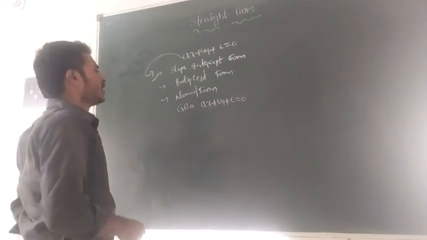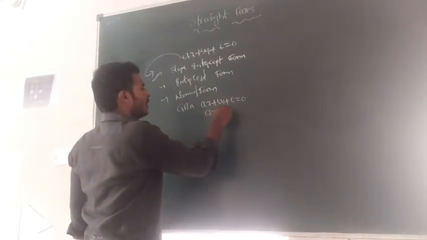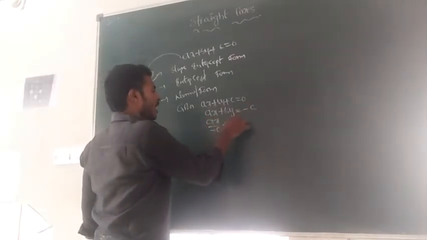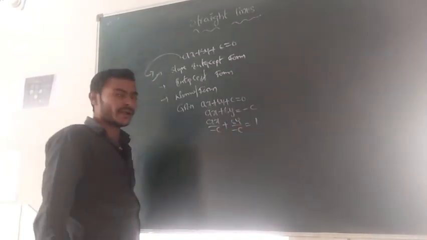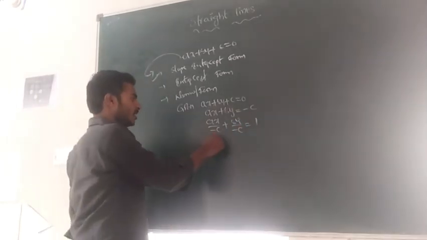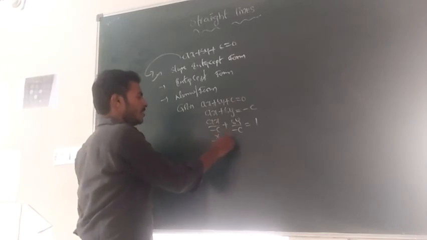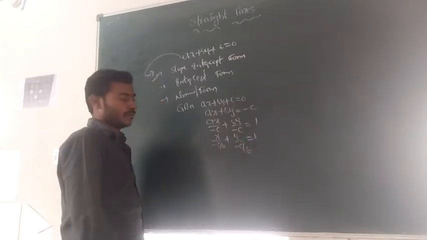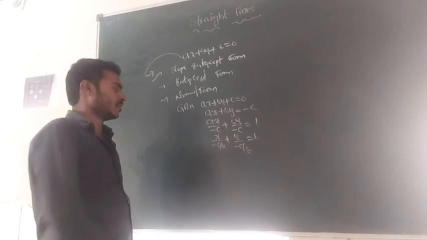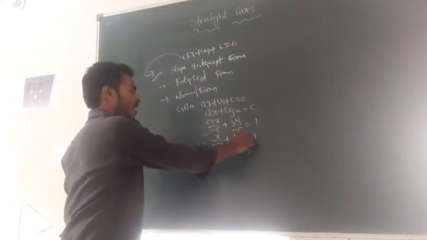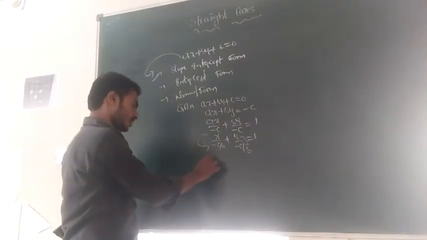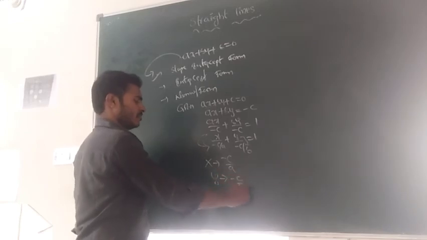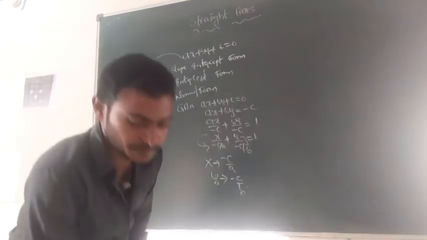Next, this straight line can be converted into intercept form. That is, ax plus by equal to minus c; dividing both sides by minus c, we get x by minus c by a plus y by minus c by b equal to 1, which is clearly the intercept form. Here the x-intercept is minus c by a and the y-intercept is minus c by b.